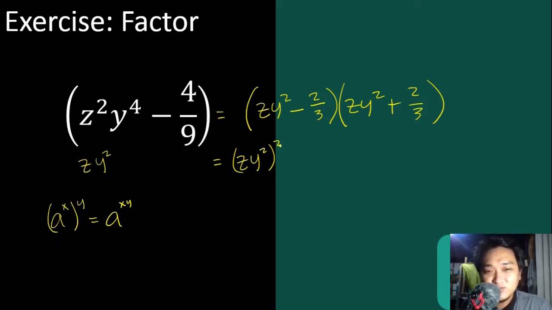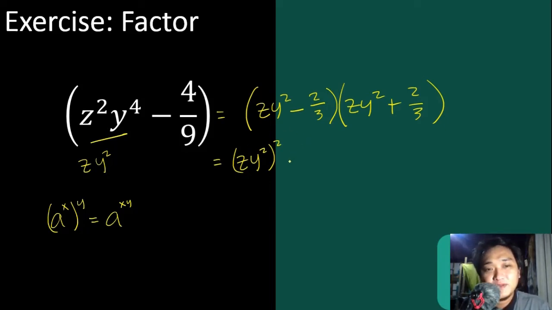So that is 2 times 1 and 2 times 2. Subukan natin. 2 times 1, that is z squared. 2 times 2, that is 4. So that is y to the fourth. So bumabalik siya sa dati. Therefore, tama yung paggamit natin ng powers of powers.